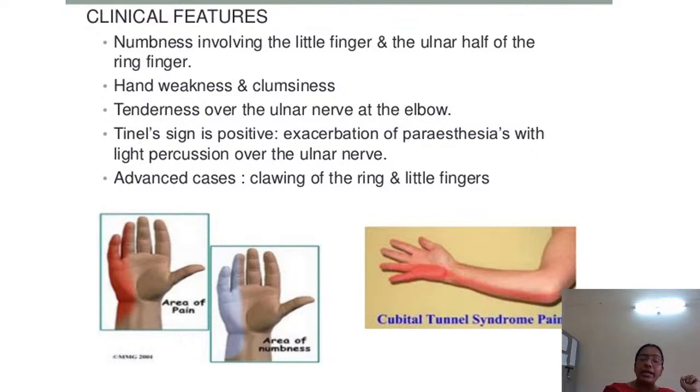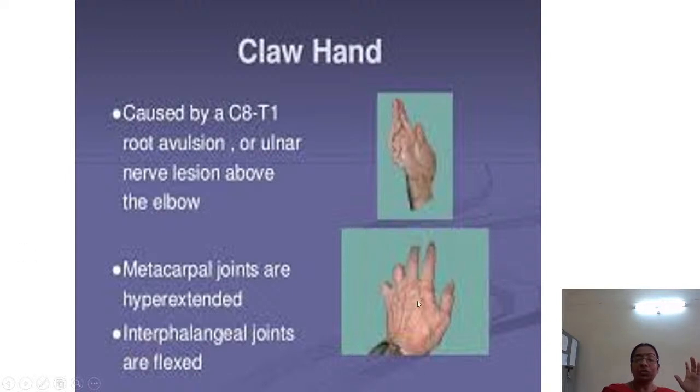When the ulnar nerve is compressed or injured, along with numbness and tenderness there is ulnar clawing of the hand. You can see the partial clawing of the hand. It is caused by nerve lesions at C8 and T1, where the metacarpophalangeal joints are hyperextended and the interphalangeal joints are flexed. So in this way you can see partial clawing. This is called ulnar nerve injury resulting in a partial claw hand.